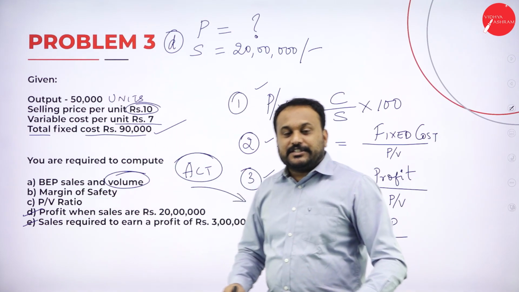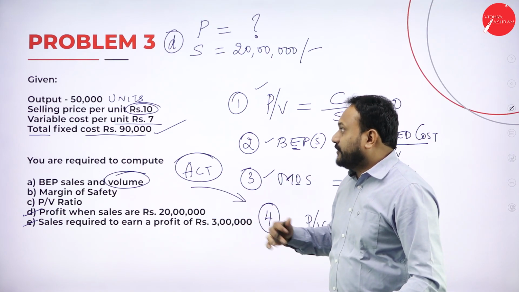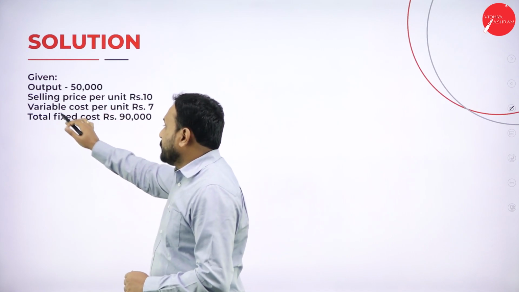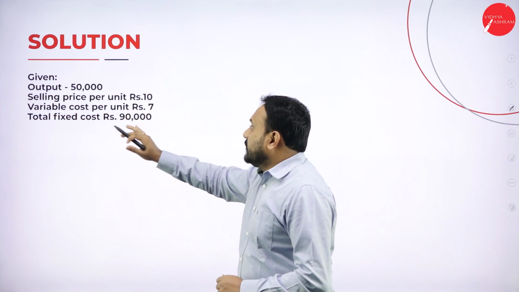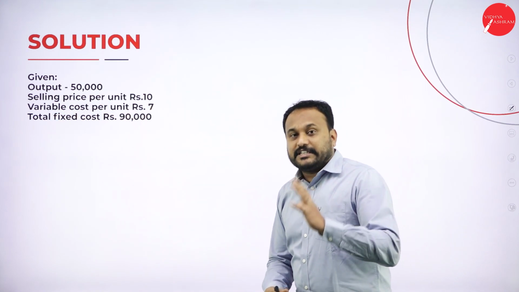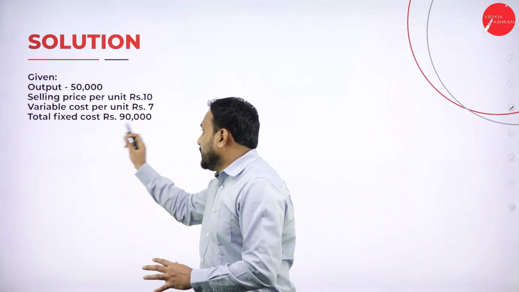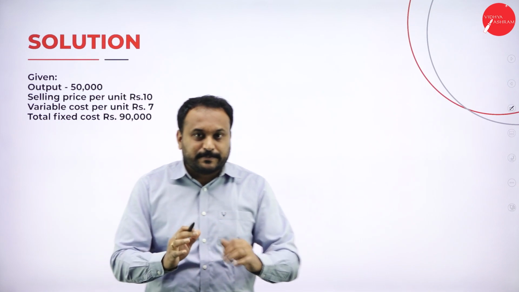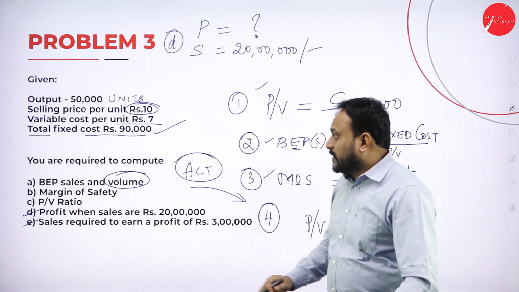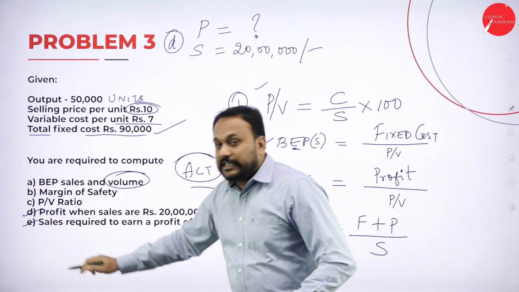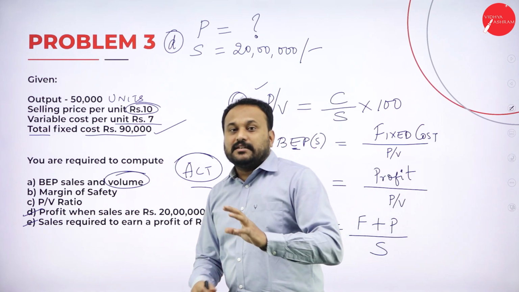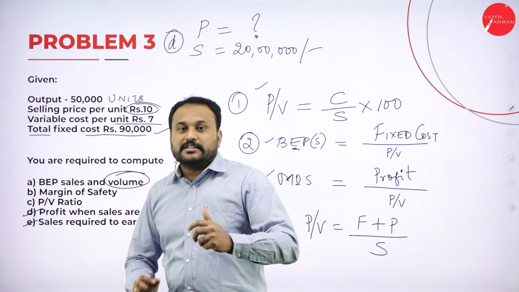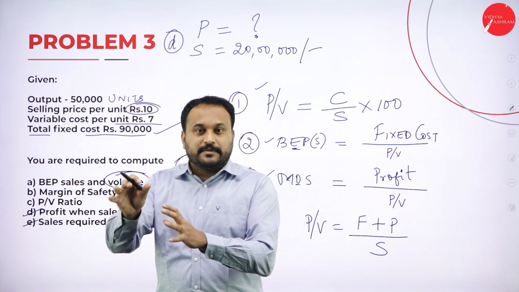Let's start the session. Now when we go with the question, let's go with the first one here. We have given output is how much? 50,000, selling price is 10, variable cost is 7, and total fixed cost is 90,000. So what is the first thing you are supposed to do? Understand the question here. They have given it in the format A, B, C, D, E. Don't change the sub-questions. Whatever it is, we are supposed to write the same question number, right?